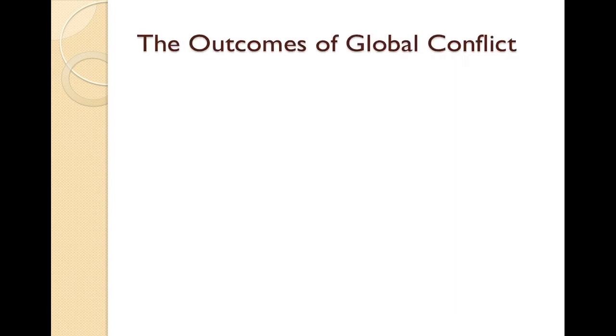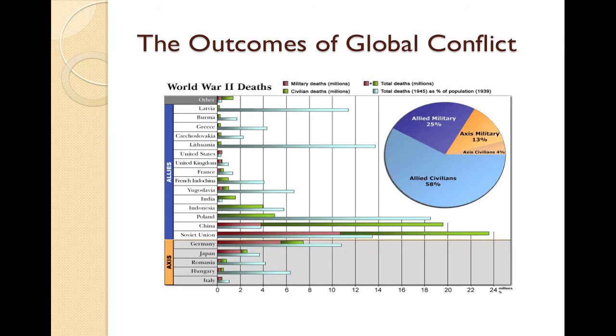The next heading is called The Outcomes of Global Conflict. The war had a number of significant effects. Unprecedented military losses, especially in the Soviet Union and China. This graph shows that, and here you can see this is the loss of China, and these are the losses of the Soviet Union. Germany is down here, and by contrast, the United Kingdom and the United States are right here, much less, and that's going to become important later.